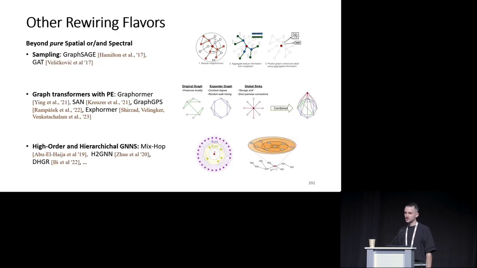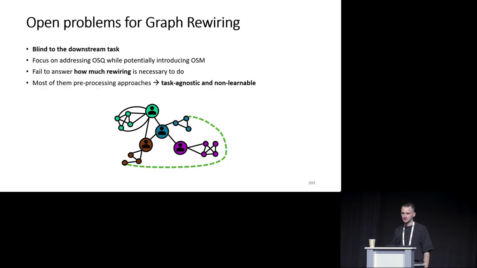Yeah, you can think also about the other architectures, transformers, or even multi-hop and high-order GNNs as a kind of rewiring, but that goes beyond that. And some problems is that it's blind to downstream task. Usually we're just rewiring, hoping to increase the Cheeger constant or the metric, so they are task agnostic and usually are not learnable.